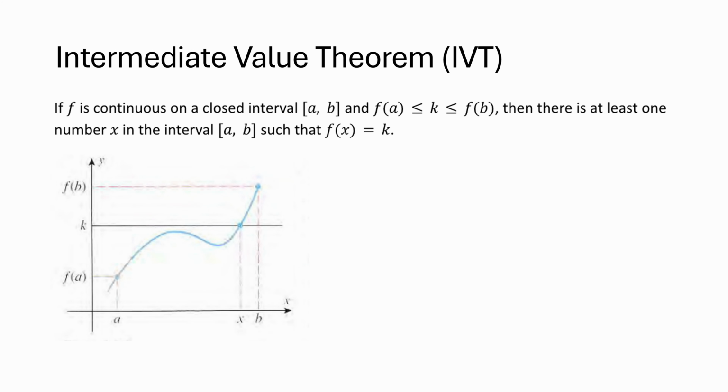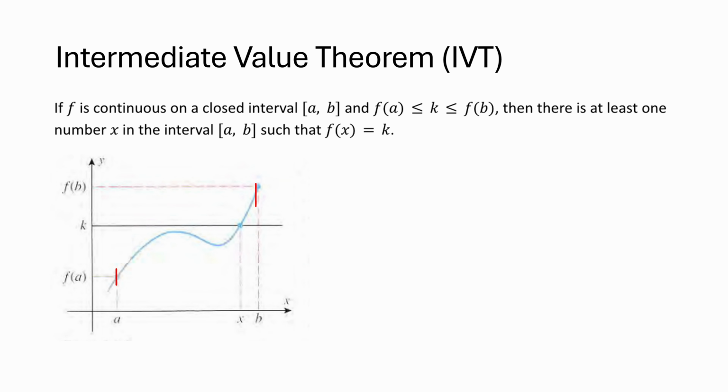Now, I'll introduce you to a new theorem, the intermediate value theorem. If f is continuous on a closed interval a to b, inclusive, and f of a is less than or equal to k, and k is less than or equal to f of b, then there is at least one number x in the interval a comma b, inclusive, such that f of x equals k. So basically, for a specific y value between f of a and f of b, there must be at least one point such that f of x equals k.